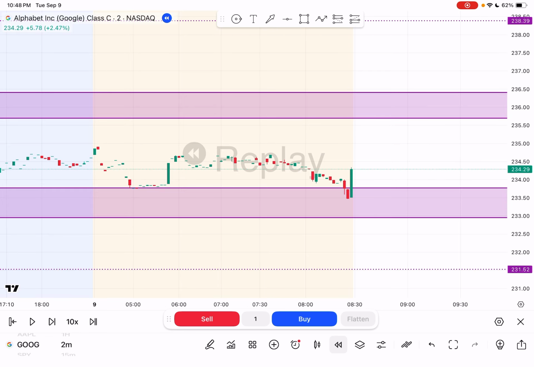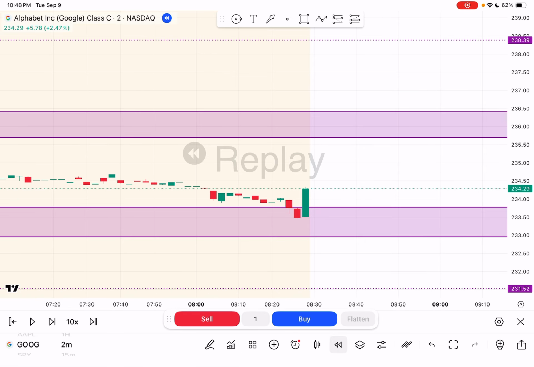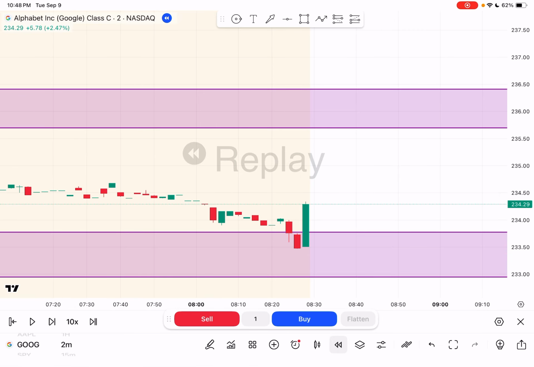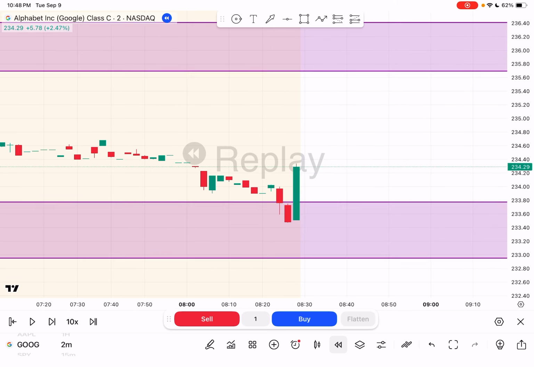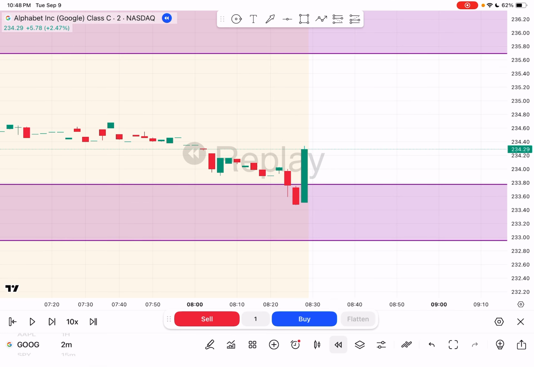So as I see here, I see that price touched this zone during pre-market, and now I will just look to see if price is going to the upside once more as a harsh rejection. But we see that price touched that touch point.